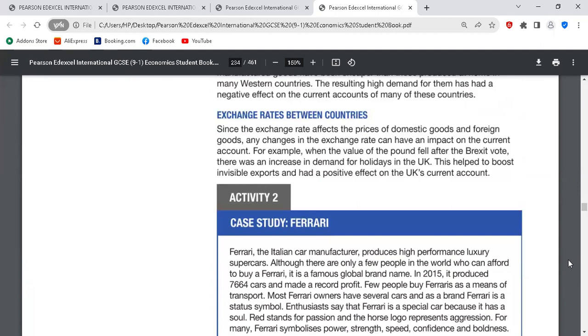Exchange rates between countries. Since the exchange rate affects the price of domestic goods and foreign goods, any changes in the exchange rate can have an impact on the current account. So if the dinar fell against the dollar, we do more of exports, because we can't buy more of imports. The foreign businesses will buy more of our exports. That would improve our balance of payments.